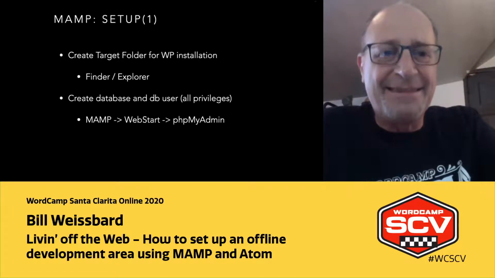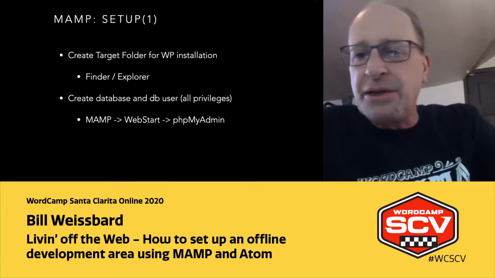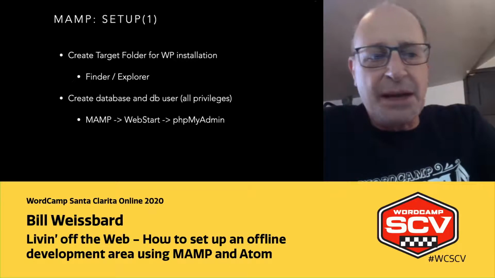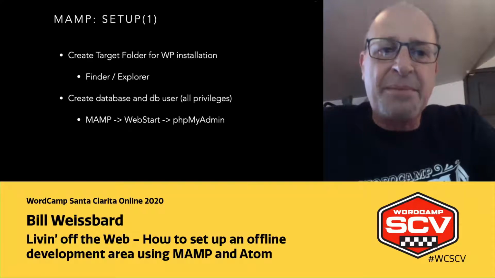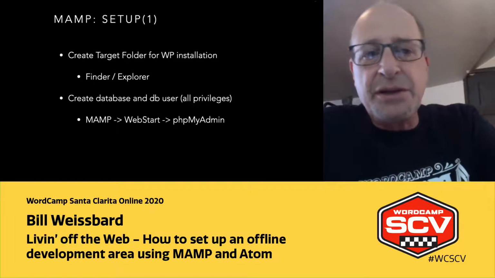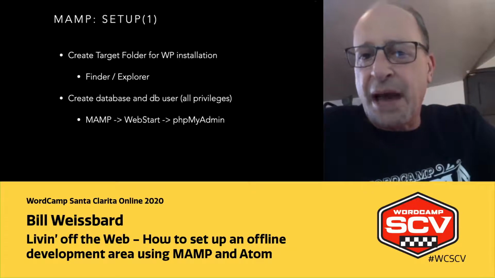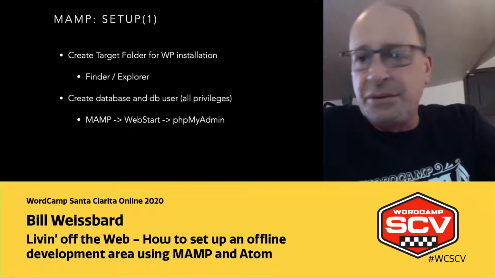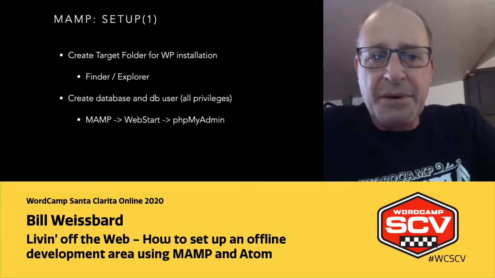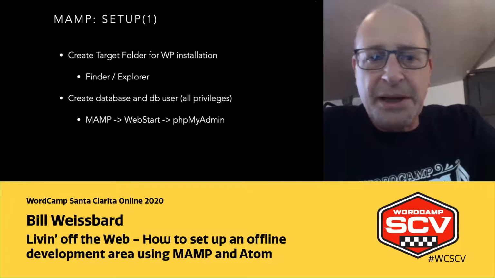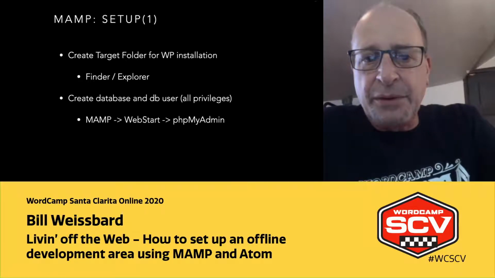Okay, that's good. So let's go through the MAMP setup, because the setup on non-Pro MAMP is a little bit more complicated. On MAMP-PRO, it's trivial, it's a single button. But on MAMP, you've got to do it by hand. So the first thing you do is create a folder for the WordPress app installation. Use your Finder or your Explorer. Go to an area where you want to put it and create that folder.